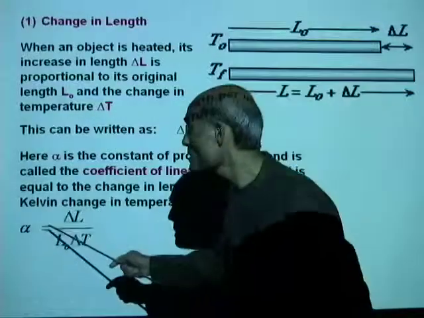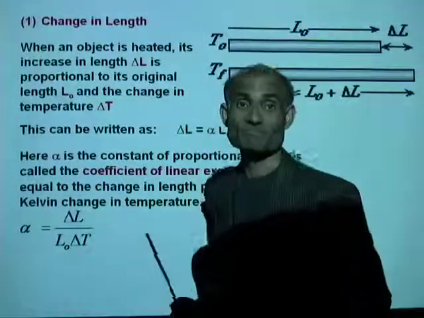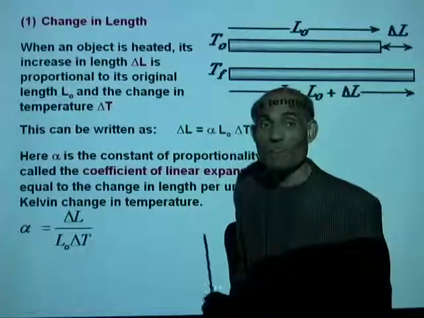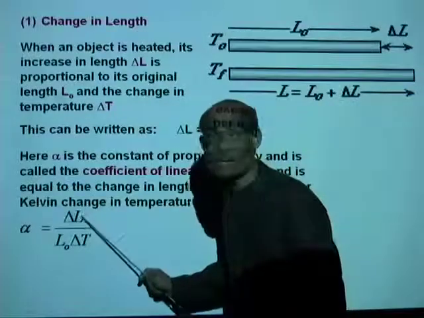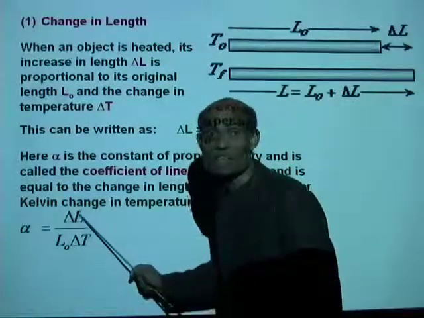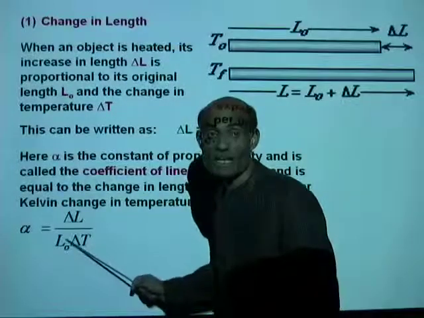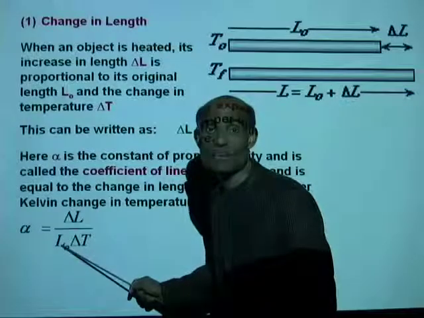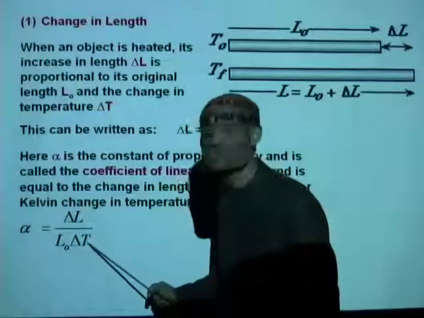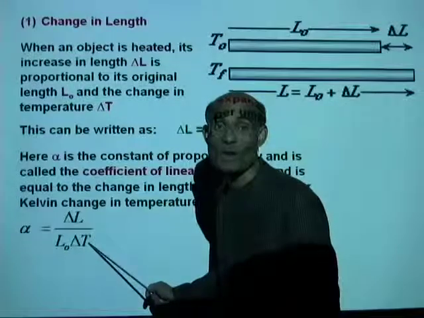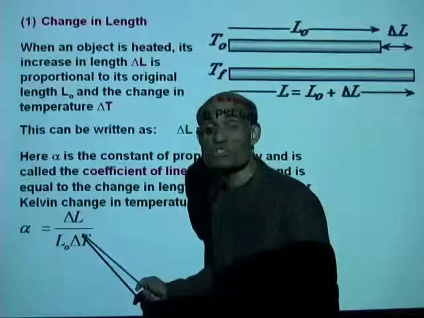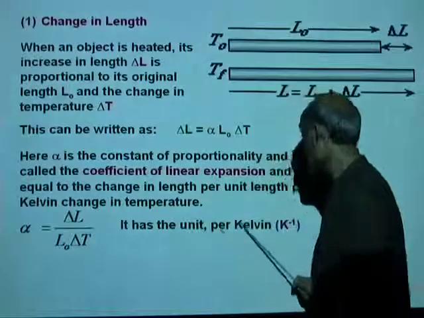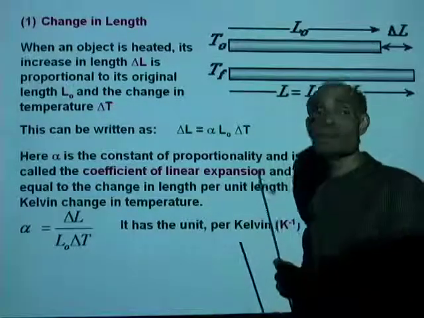Tell me, what is the unit for measuring alpha? Can you look at this equation and tell me what the unit for measuring alpha is? If you look at the right hand side, delta L is measured in meter. The original length L0 is measured in meter, so the meter and meter will cancel. The only unit that survives is Kelvin in the denominator. So alpha is measured in a unit called per Kelvin. There you are. So the unit of alpha is per Kelvin.